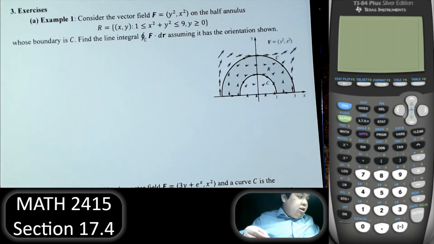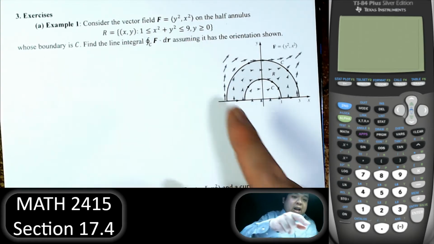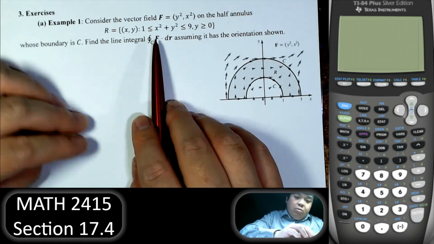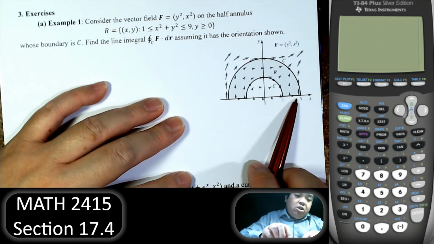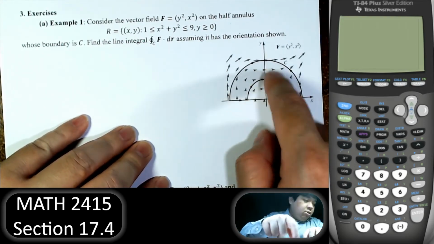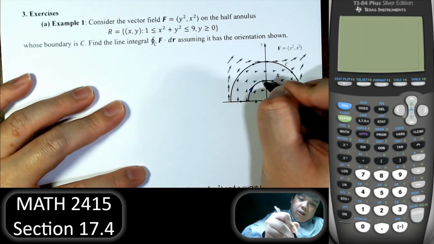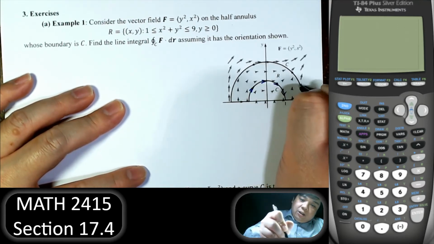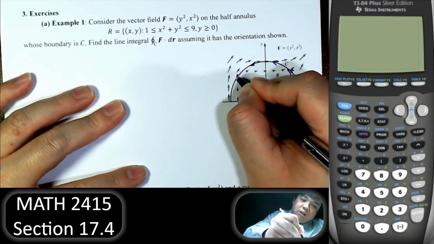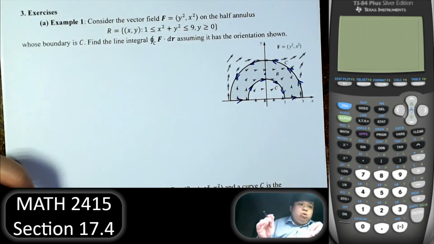Right, okay, let's look at a couple more examples. Consider the vector field y square and x square on the half annulus, and so the curve has inner radius 1 and outer radius 3. We are talking about this region, and also the orientation is below, so we go in that direction. With respect to a point inside here, we go counterclockwise. So Green theorem has to go counterclockwise.